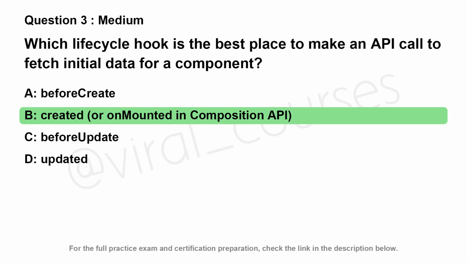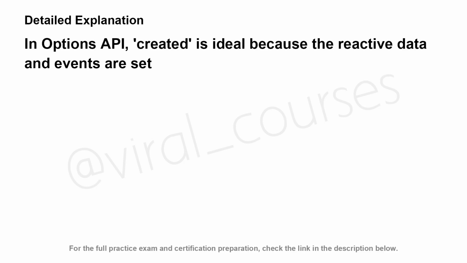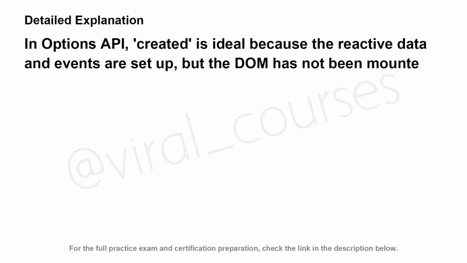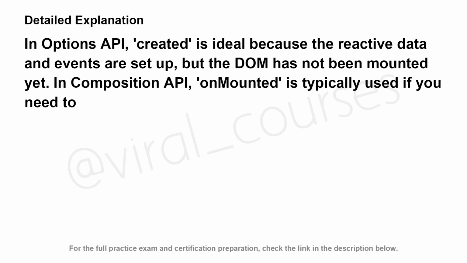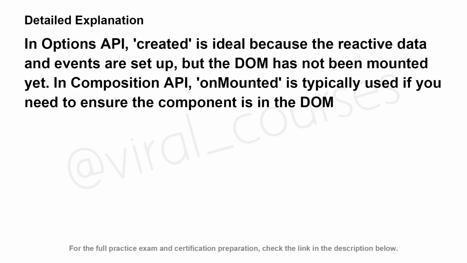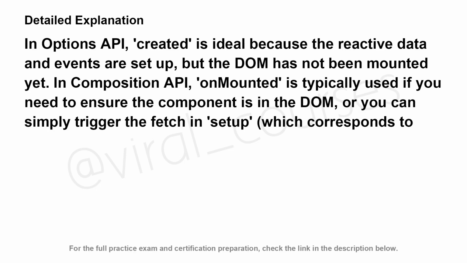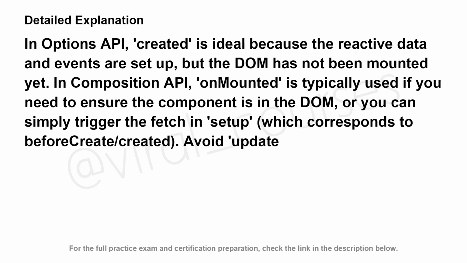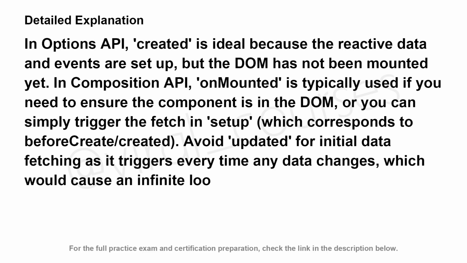The correct answer is B. In Options API, created is ideal because the reactive data and events are set up, but the DOM has not been mounted yet. In Composition API, onMounted is typically used if you need to ensure the component is in the DOM, or you can simply trigger the fetch in setup, which corresponds to beforeCreate, created. Avoid updated for initial data fetching as it triggers every time any data changes, which would cause an infinite loop of fetching and updating.